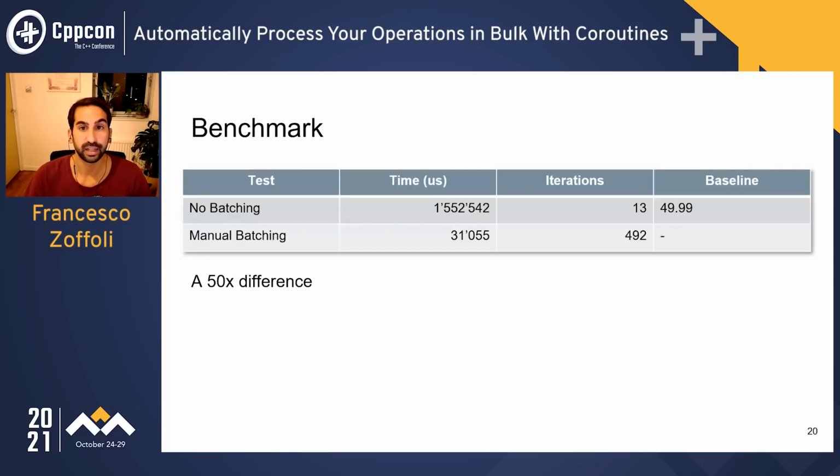And this is the result of the benchmark, where we see almost a 50 times difference between our manual solution and the no batching solution. But this result is obvious. The cost is extremely high in calling a single function. So it's no surprise that manual batching outperforms no batching by a lot. But this kind of situation is actually not very different from many that happen in real-world scenarios.